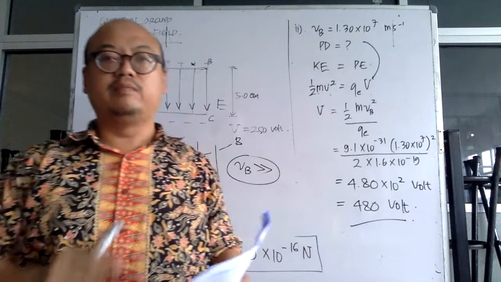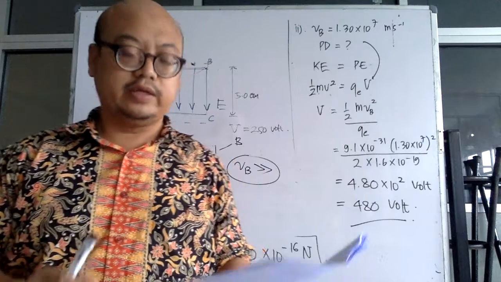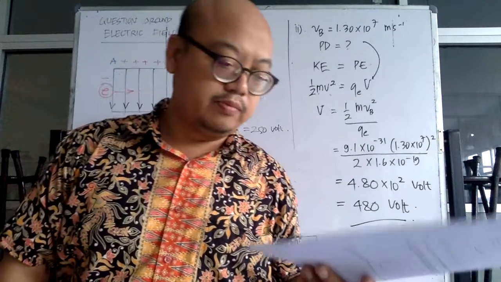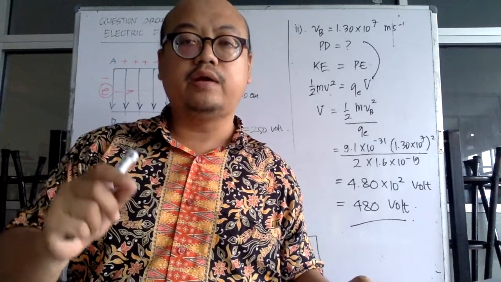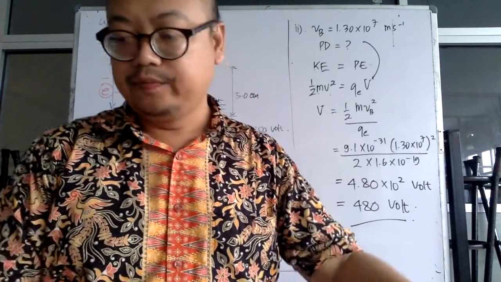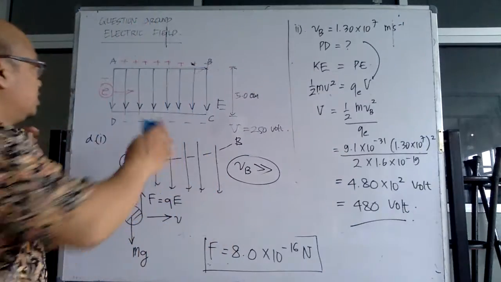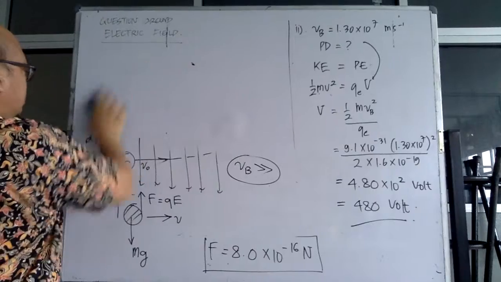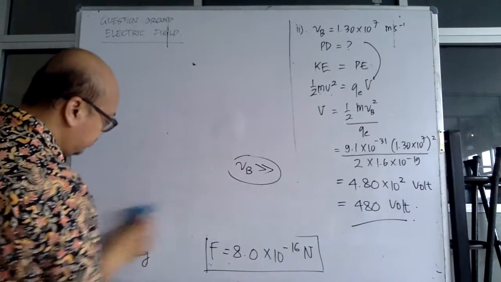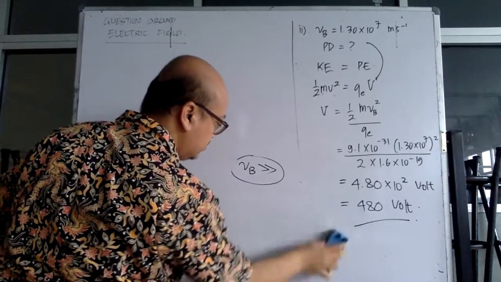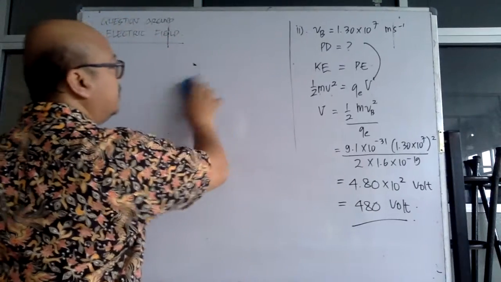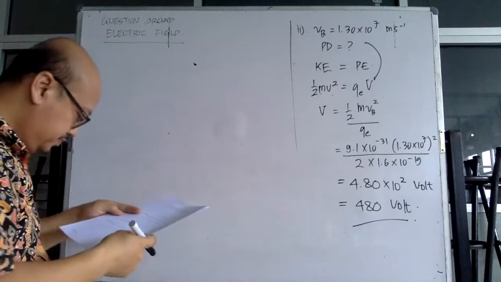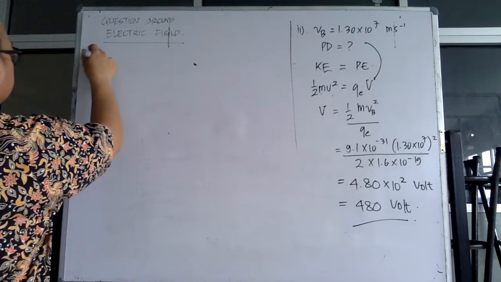Okay, that's number one. Let's continue with the next number. This is number 7. I need time to draw it first. Let me see the other numbers. Actually, this is number 7.